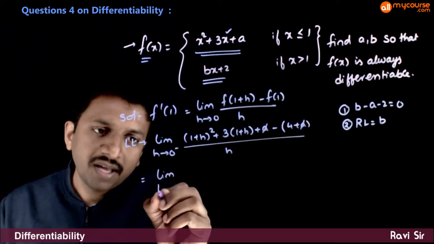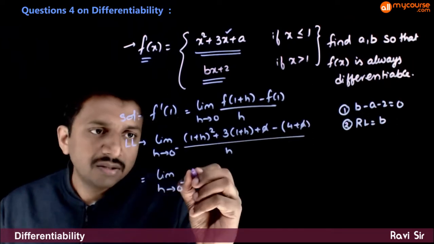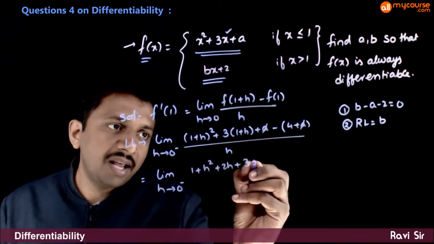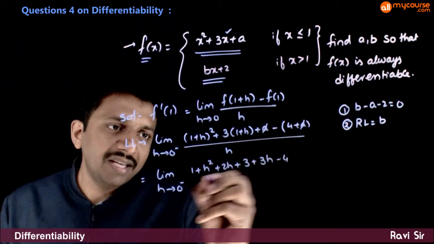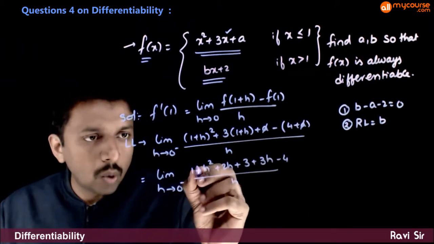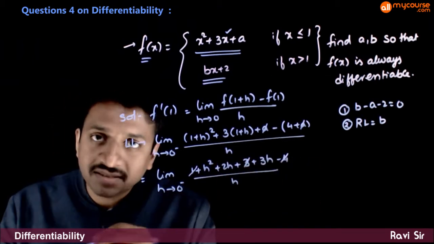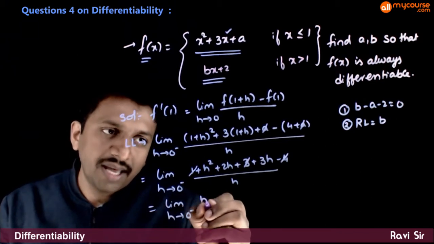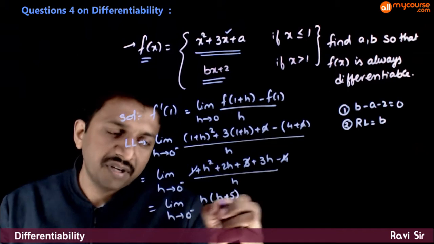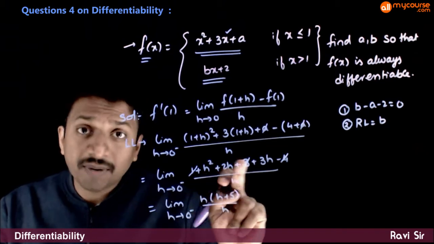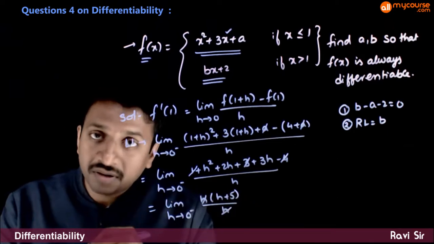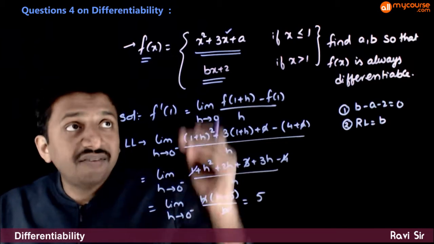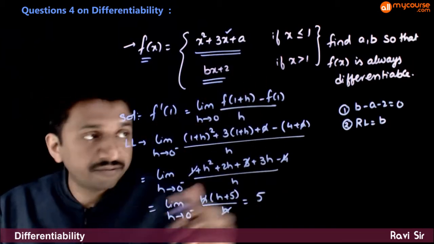That is equal to limit h tends to 0 minus of 1 plus h square plus 2h plus 3 plus 3h minus 4, by h. So 1, 3 and minus 4 get cancelled. That is equal to limit h tends to 0 minus of h times (h plus 5) by h, so h square plus 5h. If you take h common, these two get cancelled, which is equal to 5. That means the left limit is equal to 5.